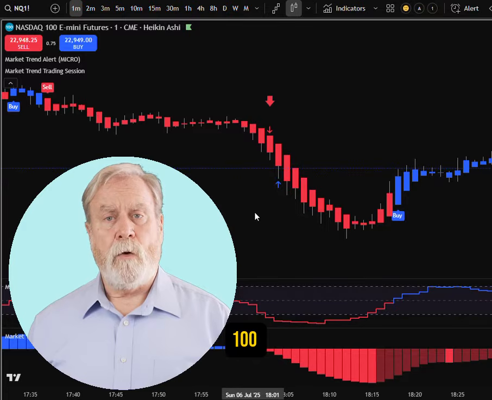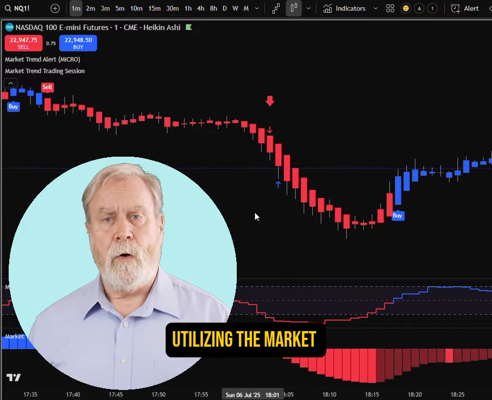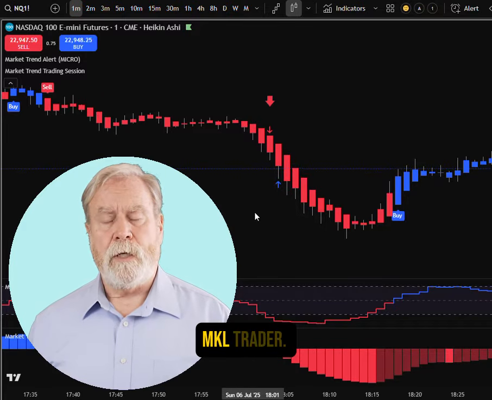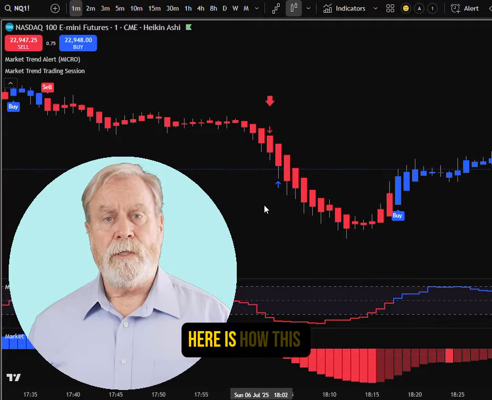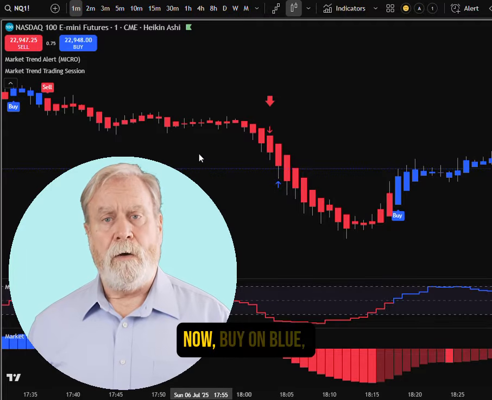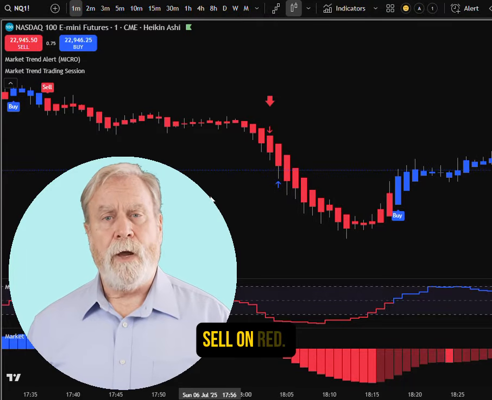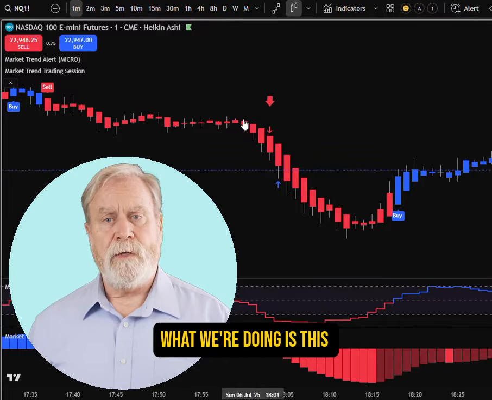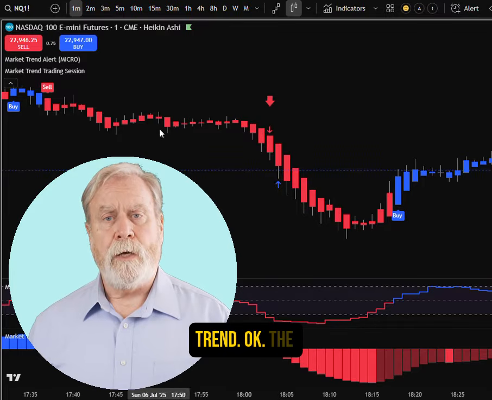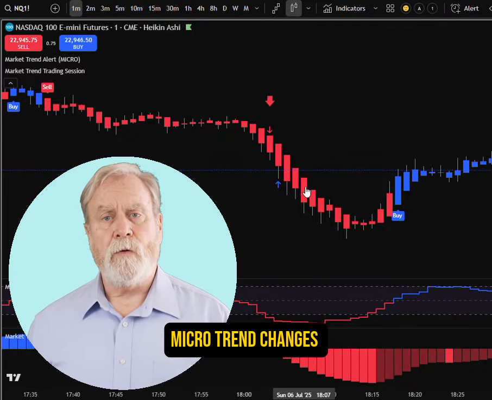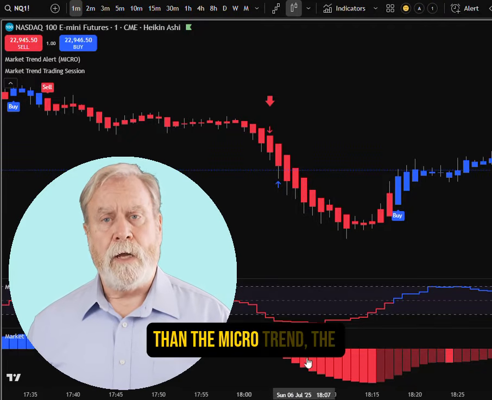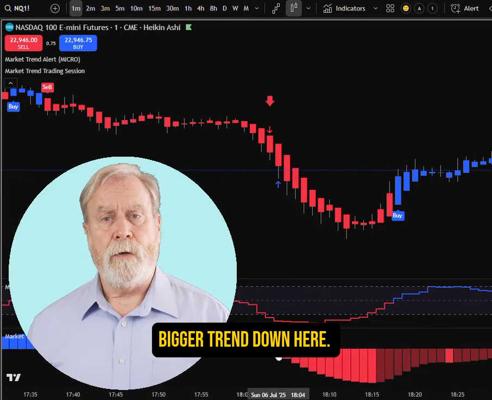Trading the Nasdaq 100 Emini futures utilizing the market trend system at NMKLTrader. Here is how this works. Buy on blue, sell on red. What we're doing is, this here is the micro trend. The micro trend changes more often than the macro trend, the bigger trend down here.